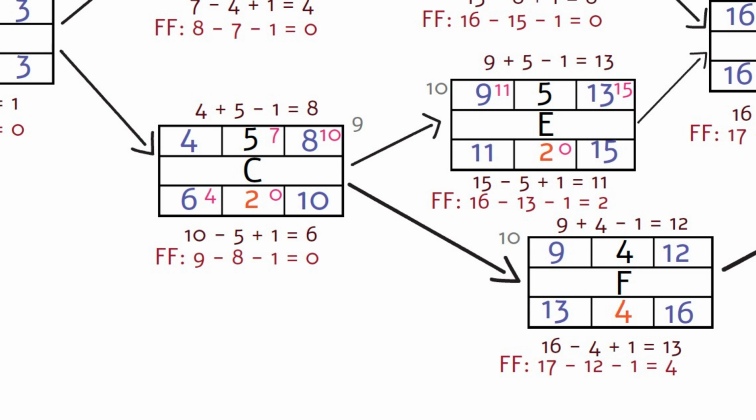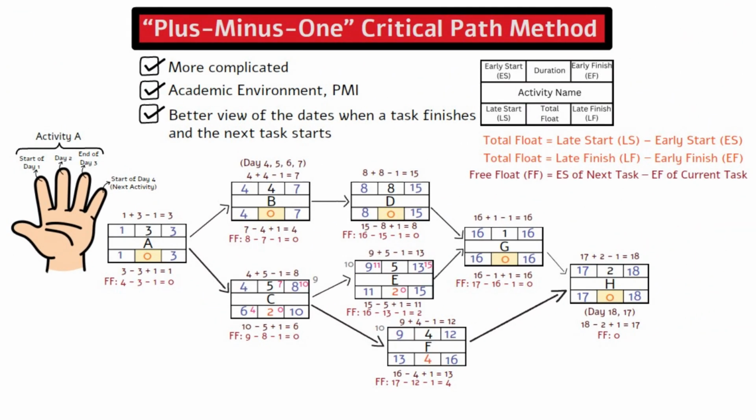As you can see, the path A, C, E, G, H only has room for 2 days to slack off, not 4. And now you have 2 critical paths. Activity F will also be impacted and cut the total float from 4 days to 2 days. This wraps up everything I want to cover for the plus-1 critical path method.